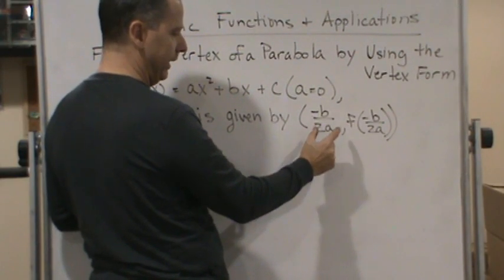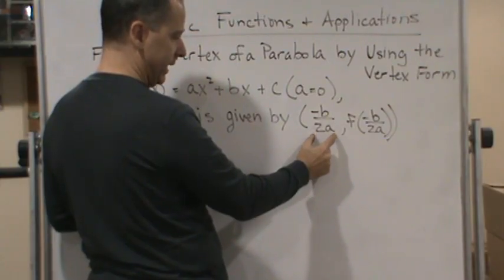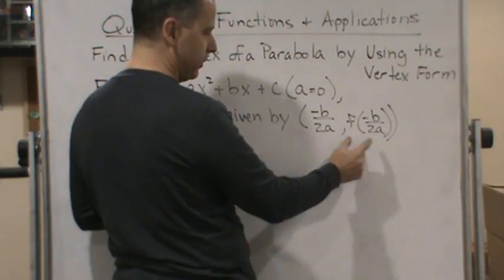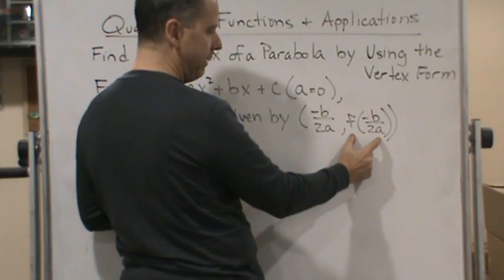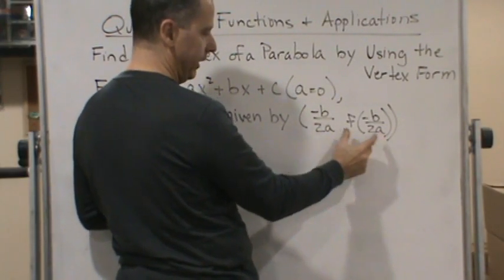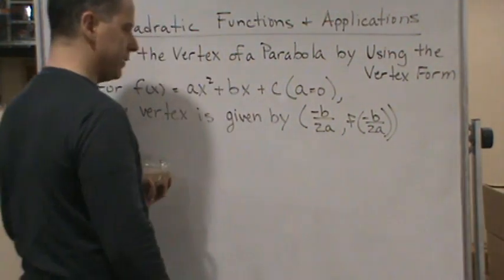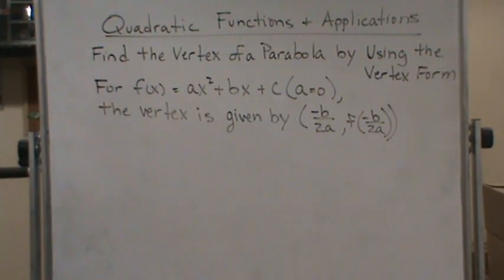Negative b over 2a is the x value for the vertex. And so if you take the x value and stick it into the function, that gives you the y value. So f of negative b over 2a. So this is the point of the vertex. That's how you find the vertex of a parabola. Okay, so anyway, I know that was a long way around describing it, but in a nutshell, the vertex formula is x equals negative b over 2a, and then you plug that value into the function to find your y value, and that gives you the vertex.